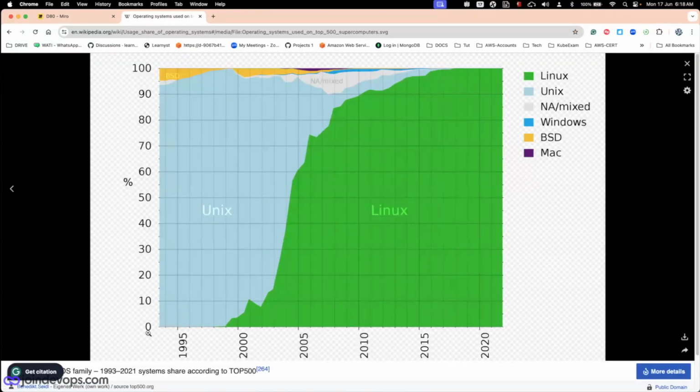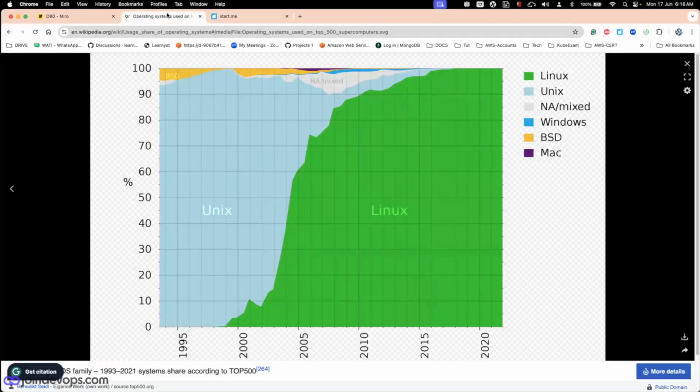Back in the day, there used to be an operating system called Unix, and that slowly got replaced by Linux. It's almost 100%. In the server world, there may be 1%, 2% of others, that's okay, but the majority of the operating systems is Linux only, not Windows. That you need to understand.